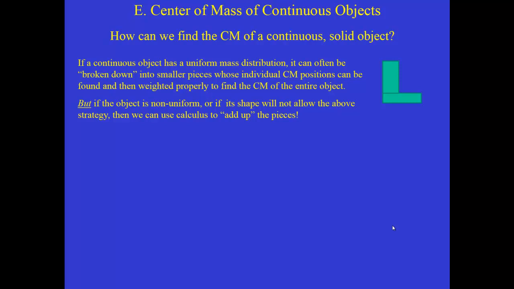So how do we find the center of mass of an object like that where the mass is spread out in space? If a continuous object has a uniform mass distribution, what we can often do is break it down into smaller pieces if the individual pieces have simple shapes, and we can find the individual center of mass positions of those pieces. By weighting the positions of the centers of mass of the pieces by the mass of each piece, we can find the center of mass of the whole object.